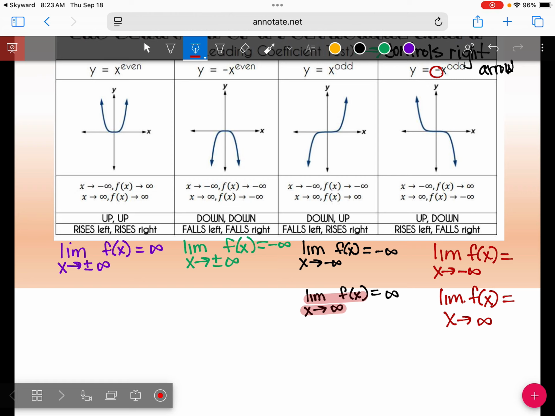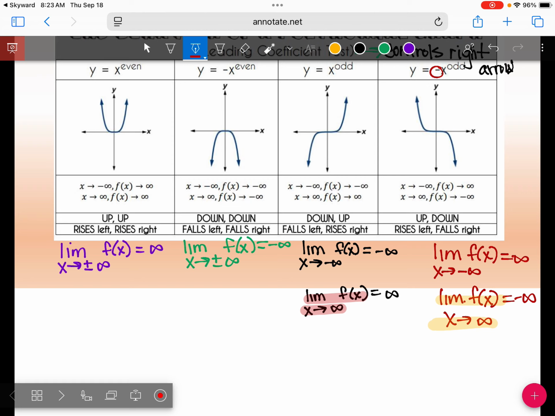Now again, the leading coefficient controls the right. So if it's a negative leading coefficient, the right side is now going to go down. So the right side, which is when x is positive, that's the right side of the y-axis, is going to go down. So I'm going to put a negative infinity for the right. And then the left side, because it's odd, will do the opposite, which means it's going towards positive infinity.